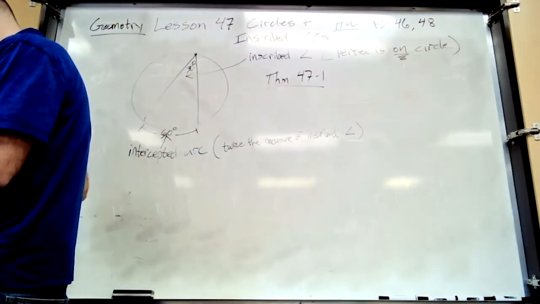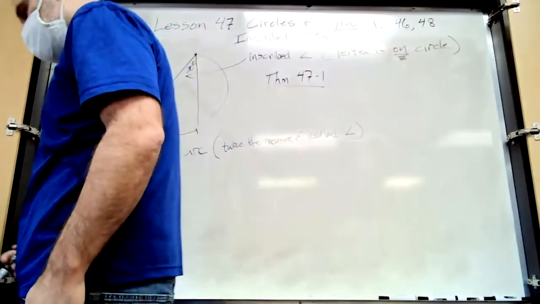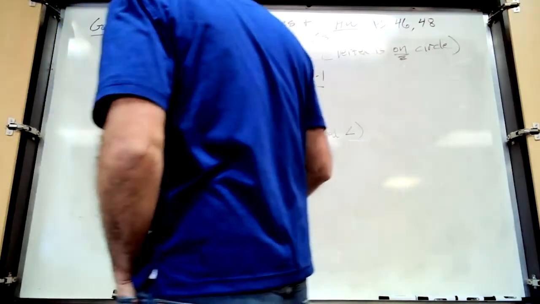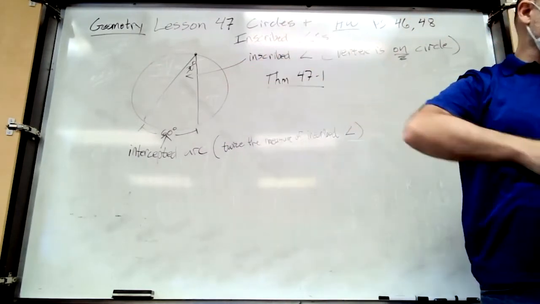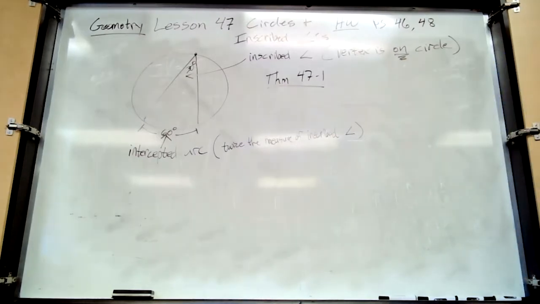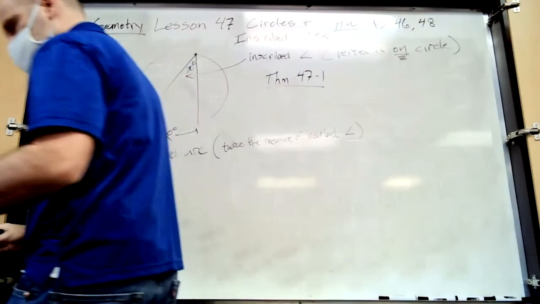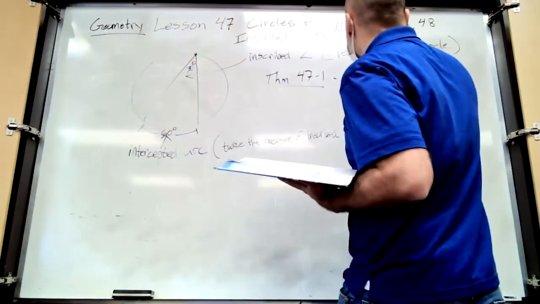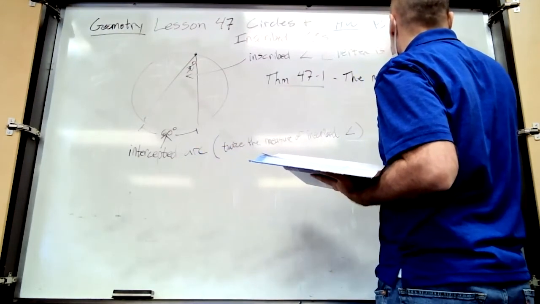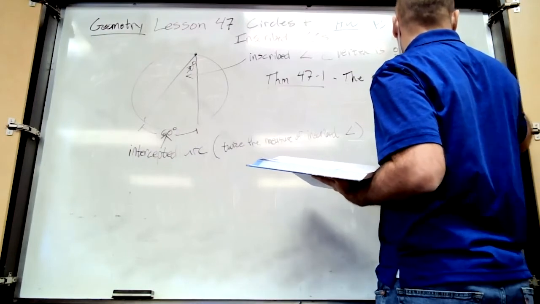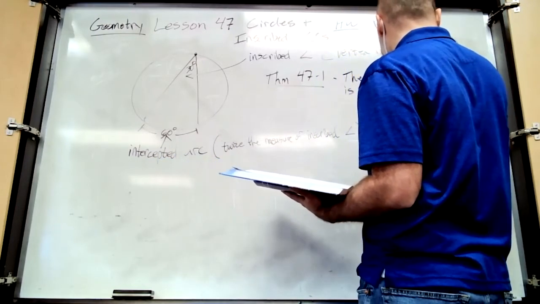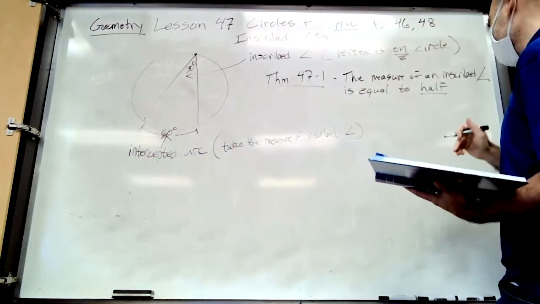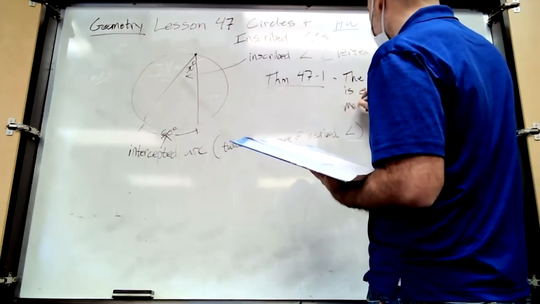The measure of an inscribed angle is equal to half the measure of its intercepted arc, which is basically, so if the measure of the arc is twice the angle, that means the angle is half the arc, right? If I'm twice your age, which I'm more than twice your age, but if I'm twice your age, that means you're half my age. So it means the same thing. So theorem 47.1 says the measure of an inscribed angle is equal to half the measure of its intercepted arc.